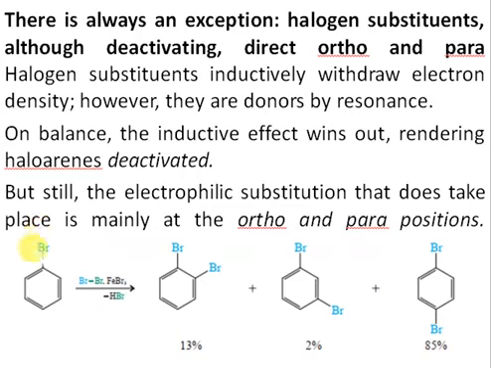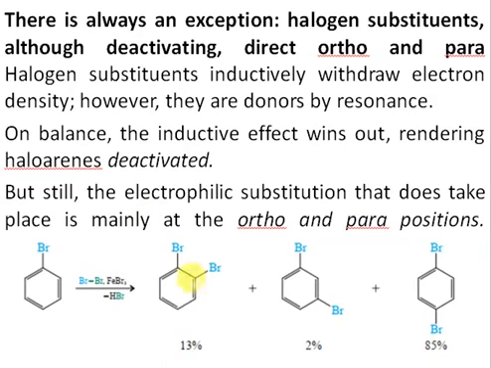So here we have a bromine attached to this benzene ring. Bromine is a halogen, it's electron withdrawing with respect to inductive effect, right? Although its electron withdrawing inductive effect is dominating, it still donates electron density. So its rate of reaction will be slower, but it will give the ortho and para product. It will not give meta product in significant amounts.